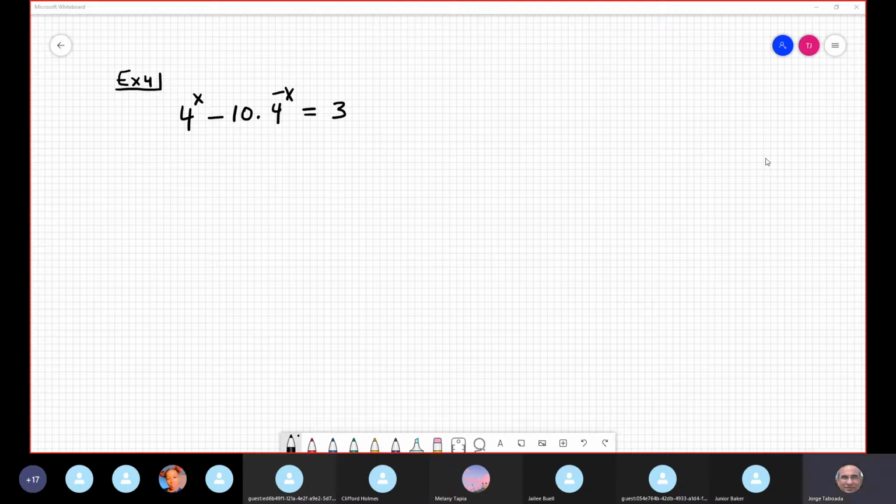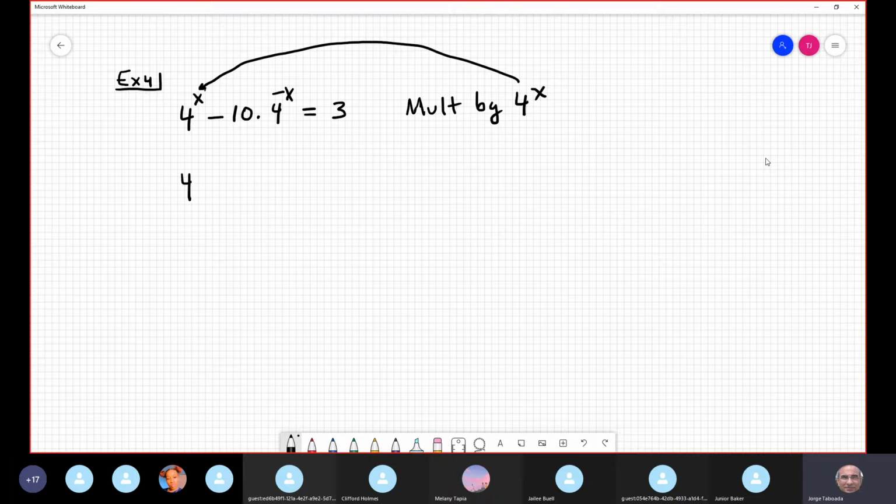Well, how we can do that? Well, multiply the entire equation by 4 to the x. You multiply 4 to the x times 4 to the x is 4 to the x squared. Minus 10 times, multiplied by the second element, is 4 to the minus x times 4 to the positive x, equal 3 times 4 to the x.